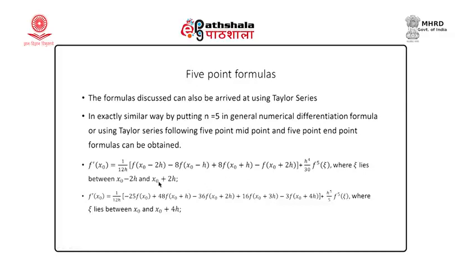The x 0 is in the middle, with 2 points x 0 minus 2 h and x 0 minus h on the left side, and x 0 plus h and x 0 plus 2 h, 2 points on the right side of x 0. And the end point formula is f dash x 0 is 1 upon 12 h times minus 25 f(x 0) plus 48 f(x 0 plus h) minus 36 f(x 0 plus 2 h) plus 16 f(x 0 plus 3 h) minus 3 f(x 0 plus 4 h), plus h raised to 5 by 5 times the fifth derivative, where xi is between x 0 and x 0 plus 4 h. Here coefficients are also large, and here you need evaluation at 4 points, whereas in the midpoint formula you need evaluation at 5 points. Error term is 1 by 30 there, here it is 1 by 5.